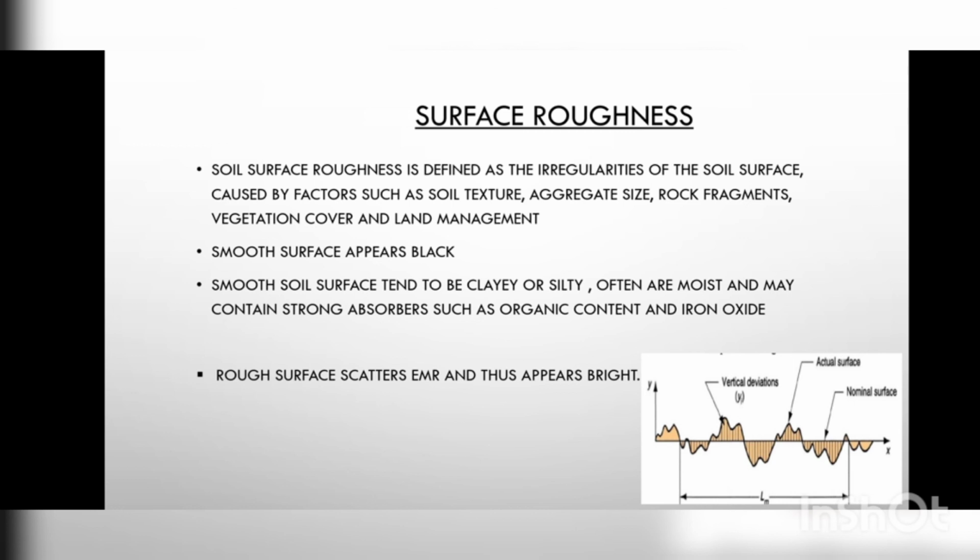Smooth surfaces appear black. Smooth soil surfaces tend to be clayey or silty, often are moist, and may contain strong absorbers such as organic content and iron oxide. A rough surface scatters EMR, and thus it appears bright. So with this we have come to the end of the discussion of reflectance of soil. So now let us see the reflectance of water.